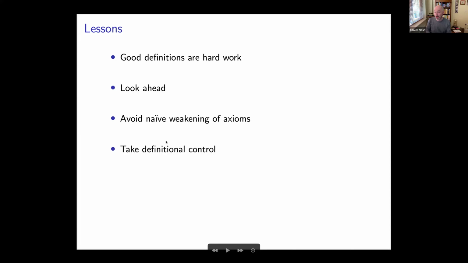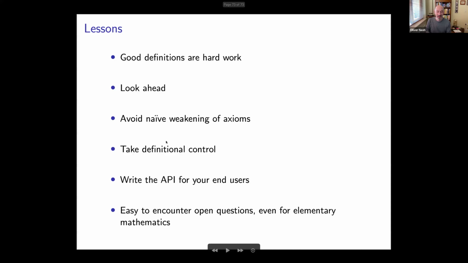Take definitional control. So you want to avoid this dependent type theory hell. Usually you do that by introducing an auxiliary new type. So take definitional control. You must write the API for your end users. And yeah, it's easy to encounter, I mean, I guess I call these open questions, questions that you ask on Math Overflow and people are like, yeah, I'm not sure.